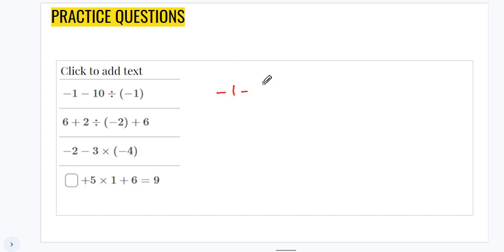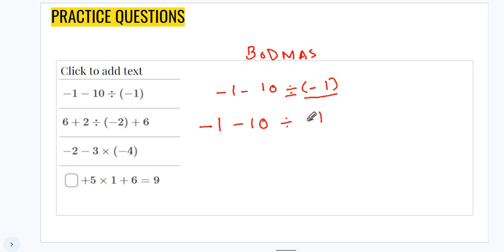Okay, so -1 minus 10 divided by -1. You know that according to Bodmas, we have to do our division first over here. And in this bracket, we are given -1. So it means we have to do -10 divided by -1.